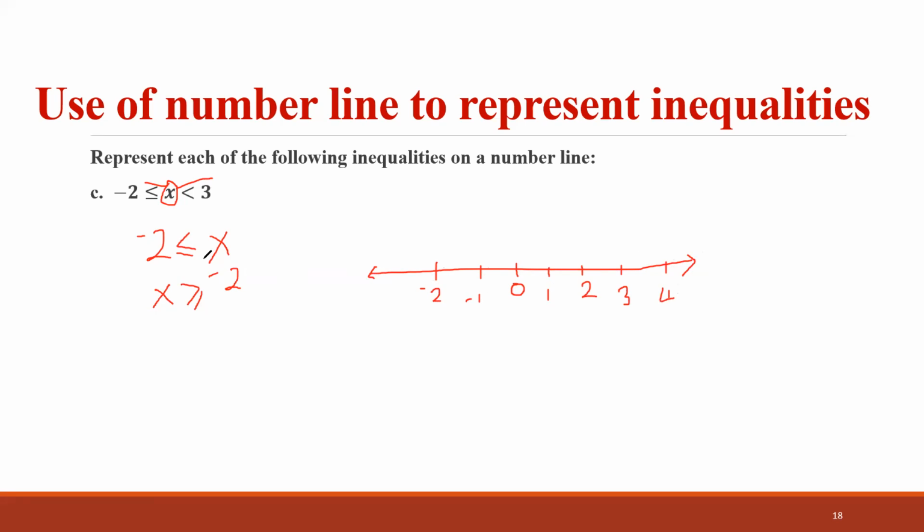So this statement, I'm saying -2 is less than or equal to x, less than 3. I'm going to consider x in this direction, which is x greater than or equal to -2. So I'm going to draw a circle here. Remember, I have this sign, x is greater than or equal to. It means -2 is included in the solution. So I'm going to use the solid circle.